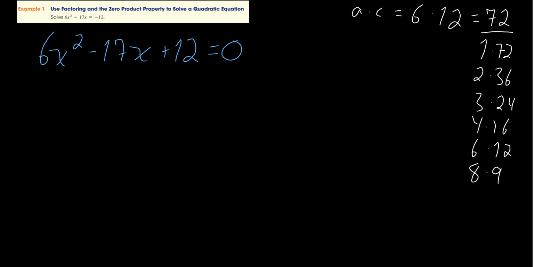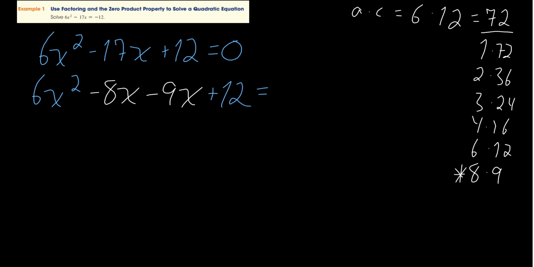And let's rewrite this, 6x squared, and we're just going to keep that blank for right now. All right, so which one of these factors, when you add or subtract them together, will give you this negative 17? Well, it would obviously be this one, right? A negative 8 and a negative 9 gives me a negative 17. So we'll do minus 8x minus 9x and then plus 12 is equal to 0. And then we're going to split it down the middle.